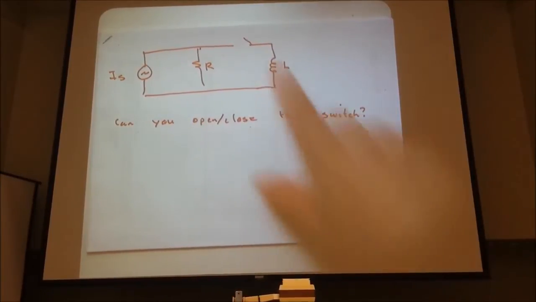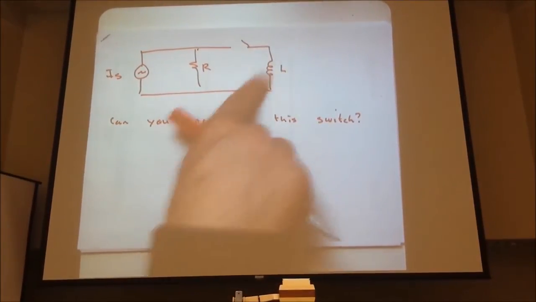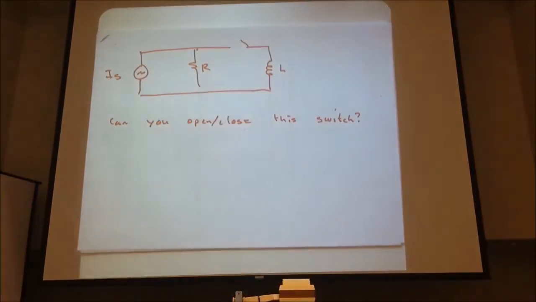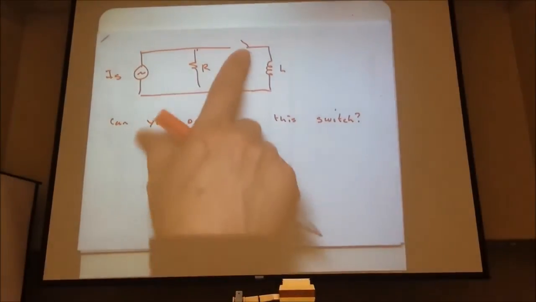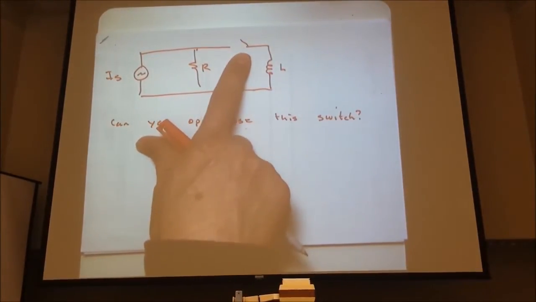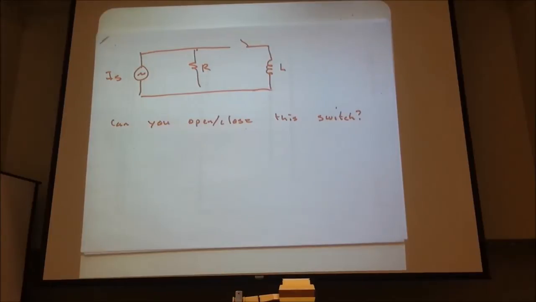So at DC steady state, if you think about the switch being closed, the current going through the inductor is I0, whatever that is. If you open the switch, what happens to this circuit? How much current goes through an open circuit? Zero. So all of a sudden you violated the rule IL(0+) not equal to IL(0-). You can't do that. And actually that's a real thing.